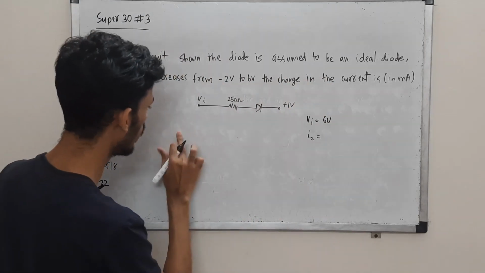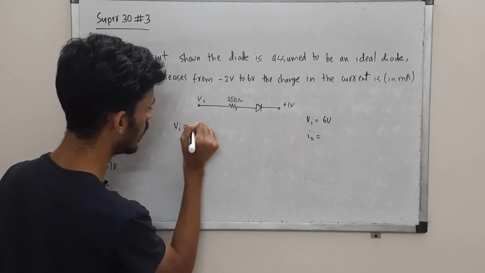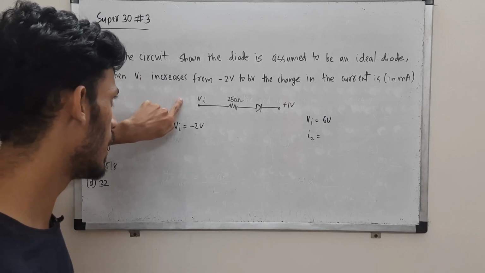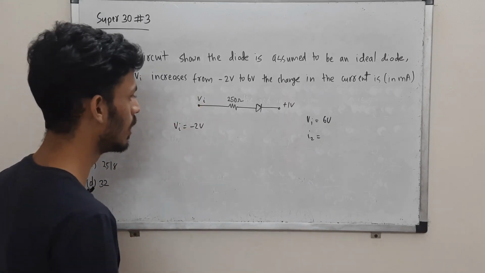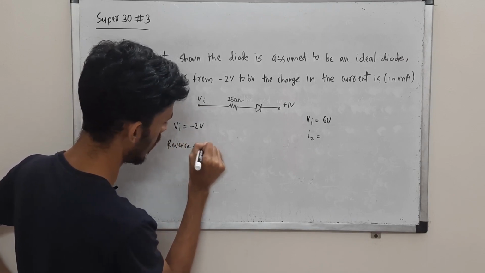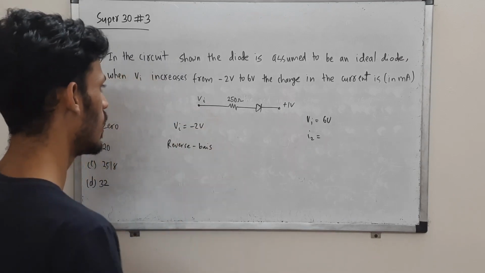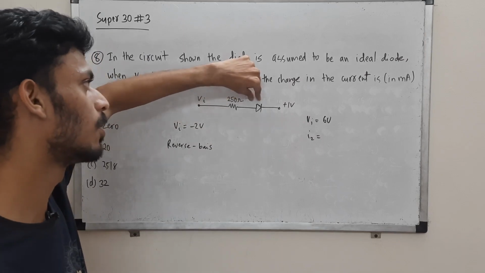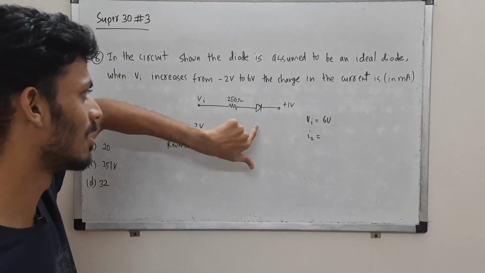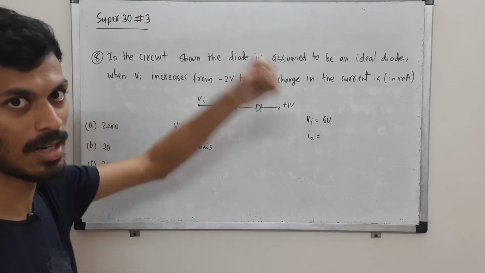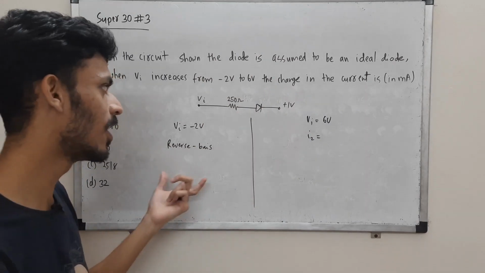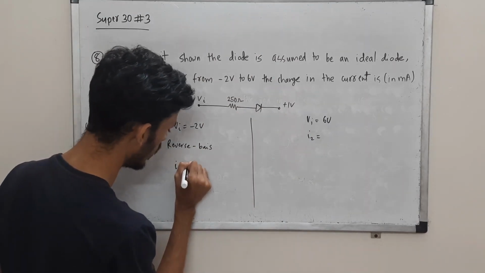Vi initially is -2 volts. If you see Vi is -2, then the PN junction will be reverse biased. The diode will get reverse biased because -2 is connected to the positive of the diode. This triangle represents positive, the line is the negative. So the negative is at a higher potential, and in this case it is reverse bias.